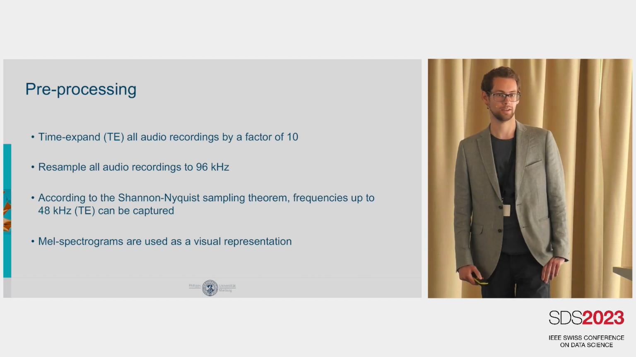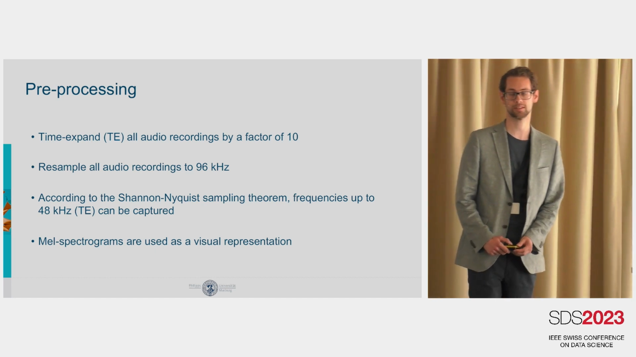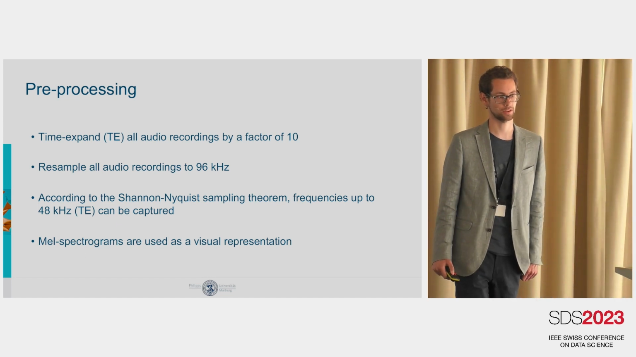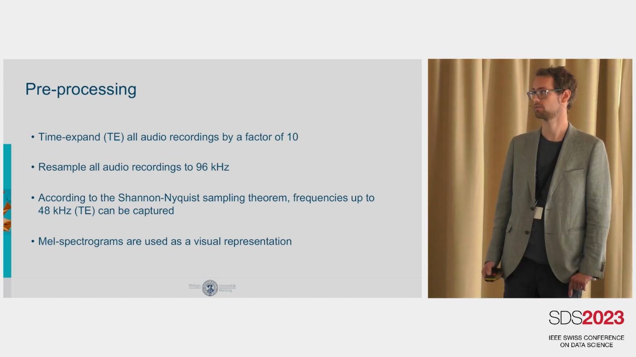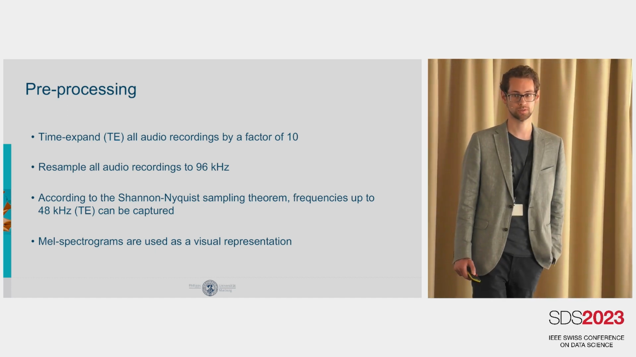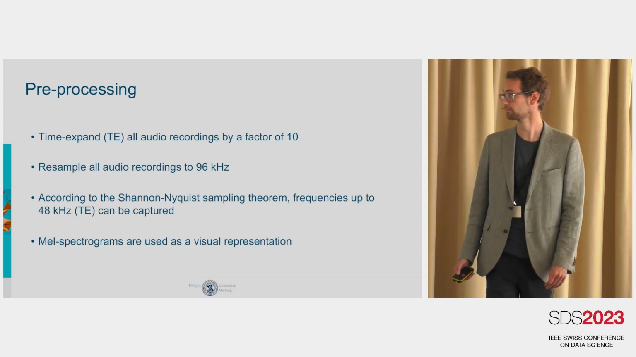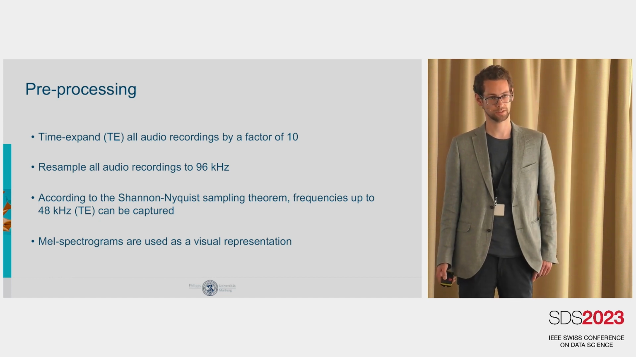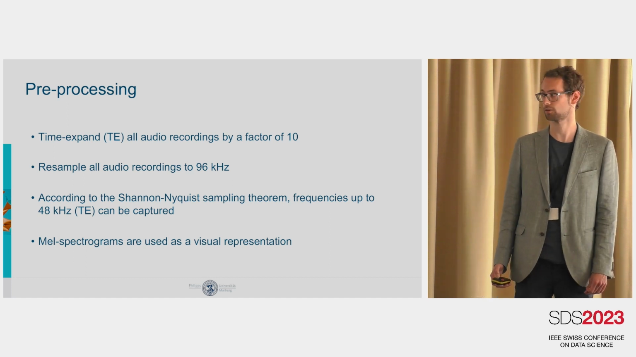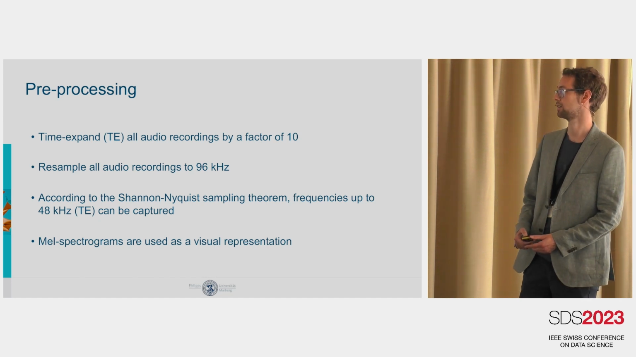So first of all, we apply a time expansion by a factor of 10 in the pre-processing step, and therefore also decrease the frequencies, so all sounds are then audible for humans, even the ultrasonic ones. And next we resample all data to 96 kilohertz, which is actually just inspired by the main data set we used. And according to the Shannon-Nyquist sampling theorem, we can now capture frequencies of up to 48 kilohertz in the time expanded domain, which would be 480 kilohertz in real-time data.